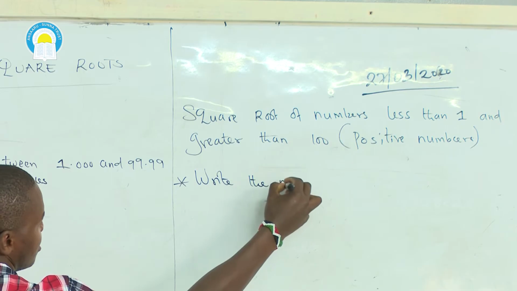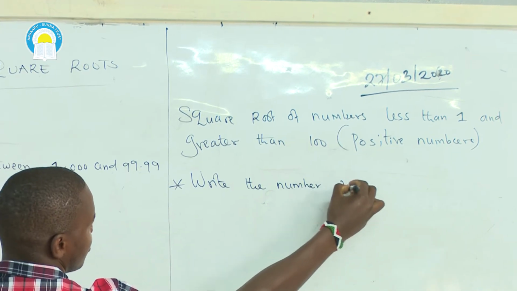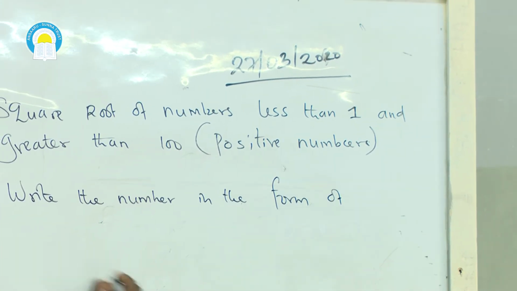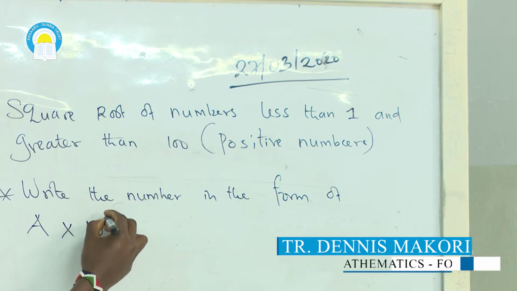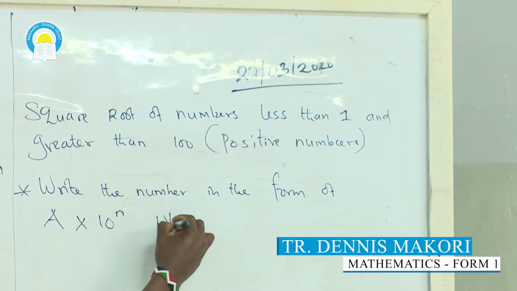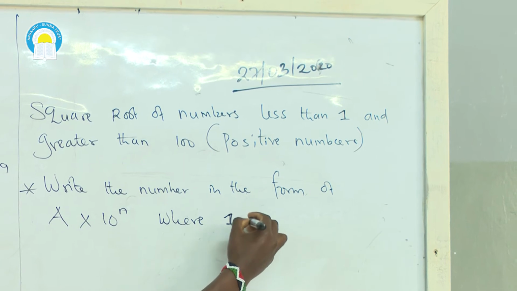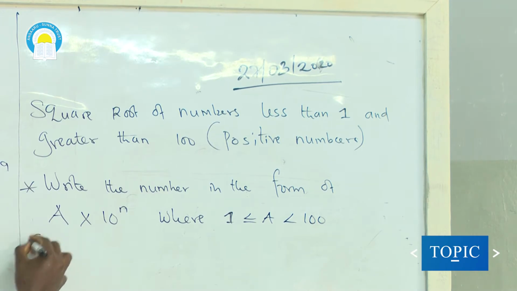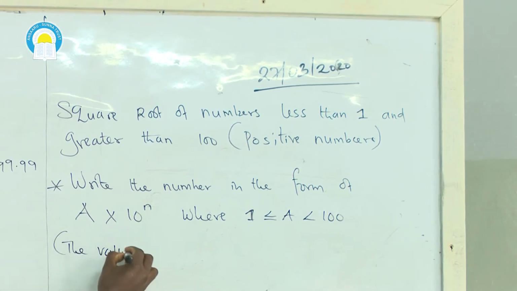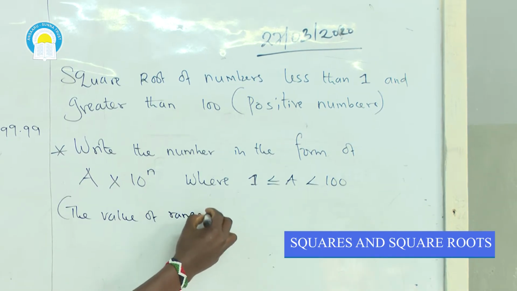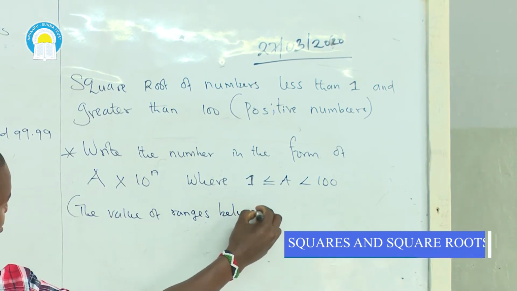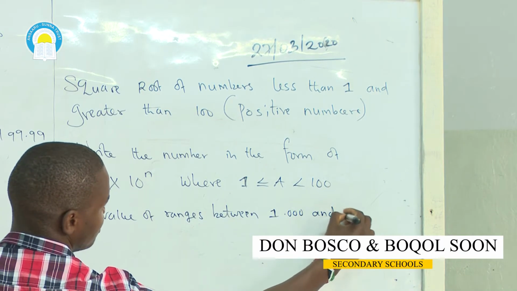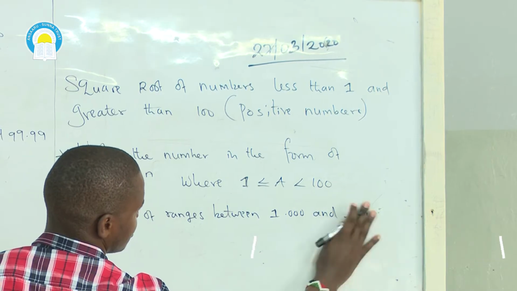the number in the form of a times 10 power n, where 1 is less than or equal to a, which is less than 100. This simply means the value of a ranges between 1.00 and should be less than 100.